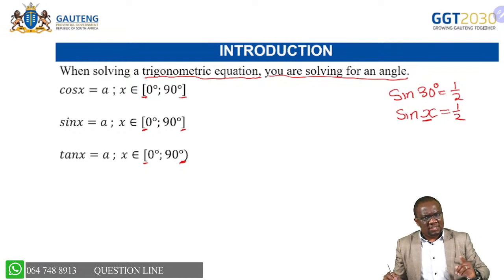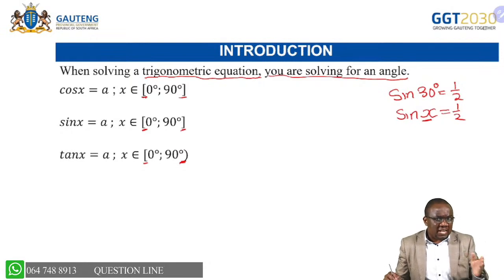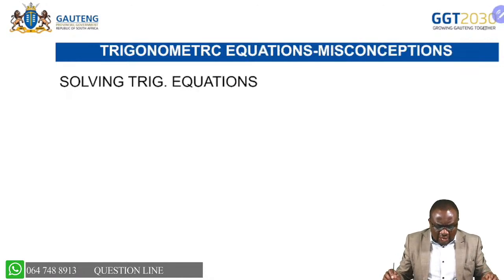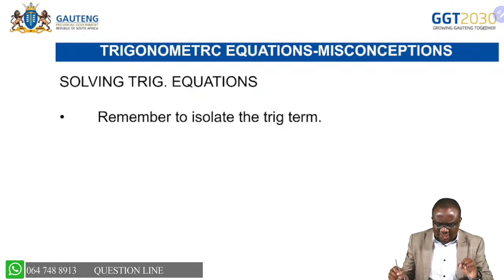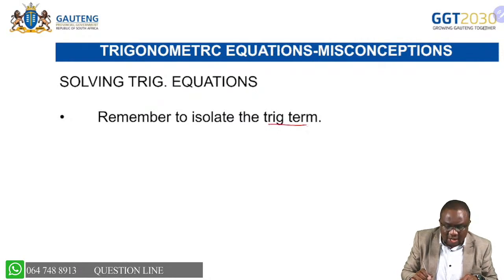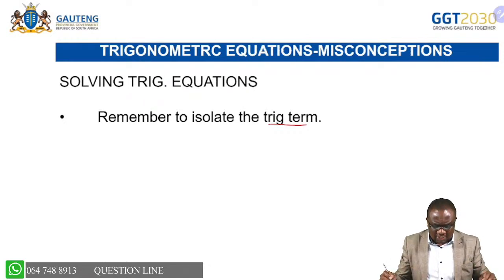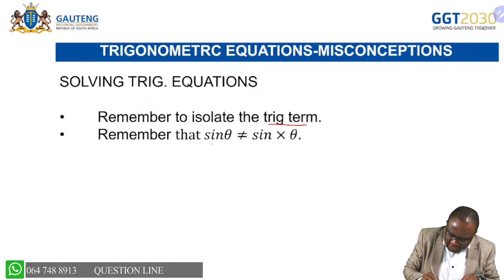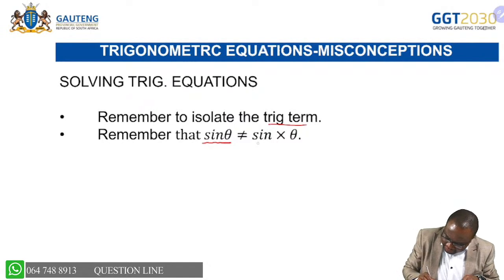But there are some misconceptions, okay, that I want us to discuss. Misconceptions. Common mistakes that we make. I want us to talk about those common mistakes, okay? Right. Now, when solving trigonometric equations, remember to isolate the trigonometric term. I'm going to be emphasizing this as we progress. It's not a misconception, this one is a point that you need to remember, okay? The first misconception that I want to talk about: sine theta is not equal to sine times theta, please.